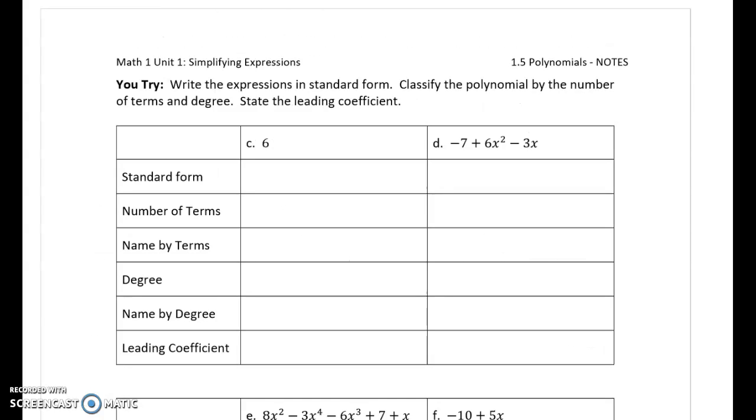All right, I'm going to give you some time to work on these next 4 examples. For each of them, you're writing the expression in standard form, classifying the polynomial by the number of terms and degree, and then stating the leading coefficient. When you're done, you can continue on with the lesson video to check your answers.